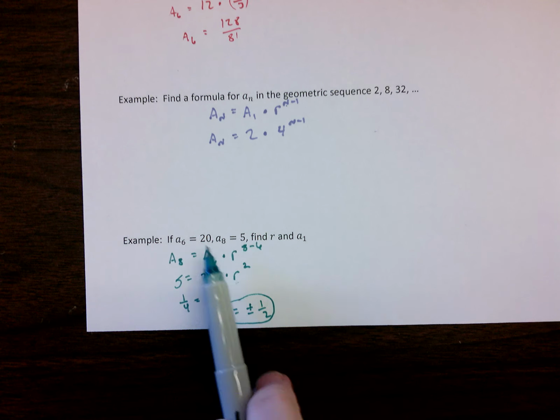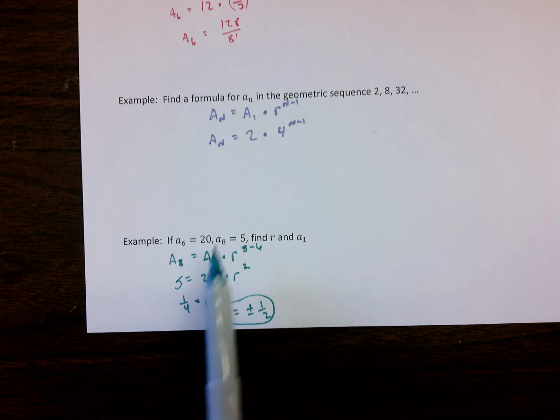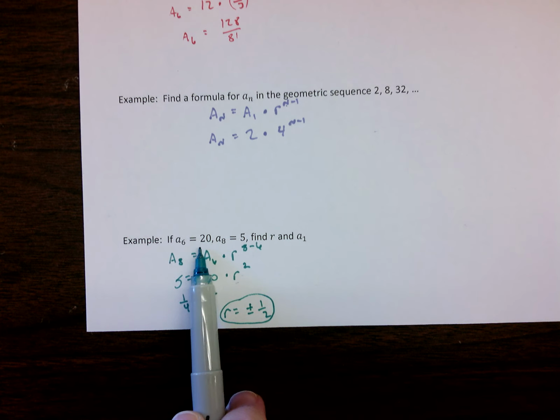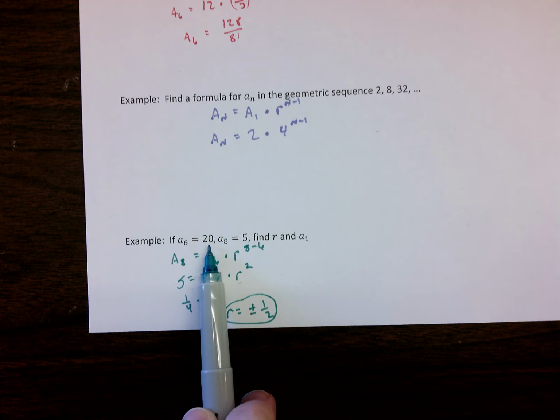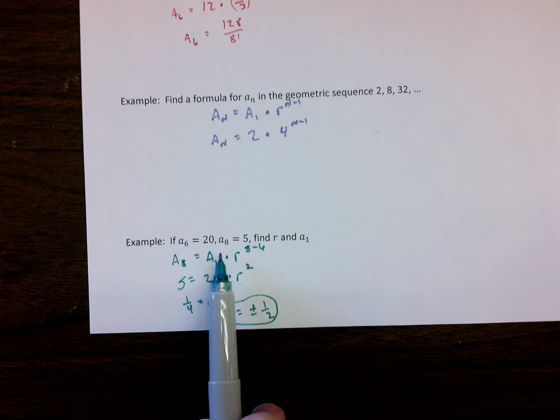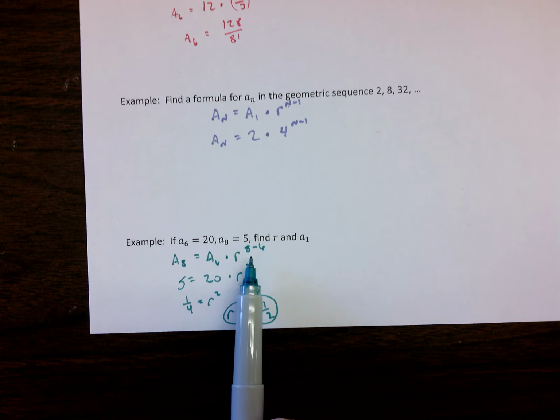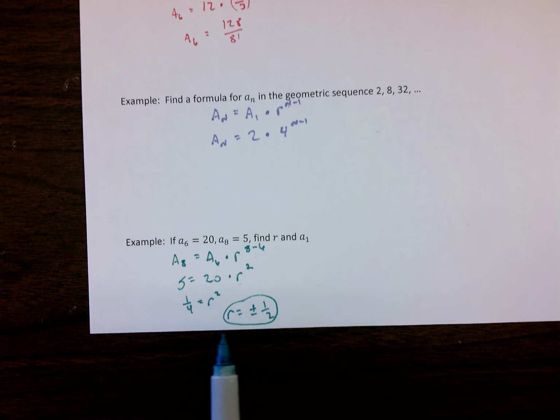Think about it. If you start with 20 and you're going to 5, if I multiply by 1/2, you'd get to 10. Multiply by 1/2 again, you'd get to 5. But if you multiply by negative 1/2, you're going to get to negative 10. And then if you multiply that by negative 1/2, you're going to get to positive 5. Okay, so either one of those could be your r value.